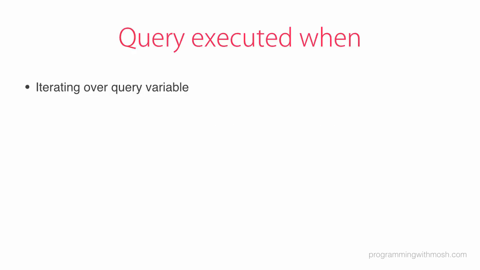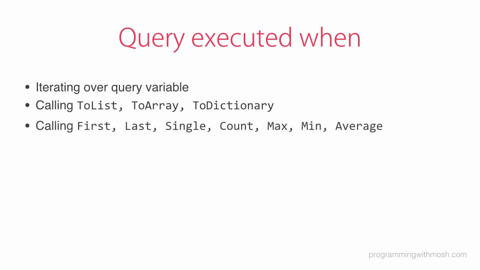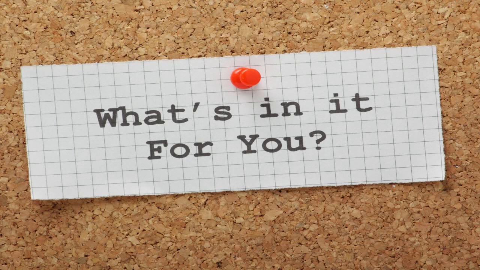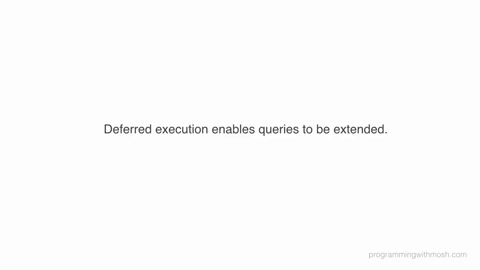So query expressions are not executed at the time you create them. They're executed when one of these situations happens. When we iterate over a query variable or call one of these methods: ToList, ToArray, ToDictionary, or any methods that return a singleton value, like First, Last, Single, Count, Max, Min, and Average. So this is what we call deferred execution. Queries are not executed immediately. Now you might ask, what is the benefit of this deferred execution? Deferred execution enables queries to be extended.